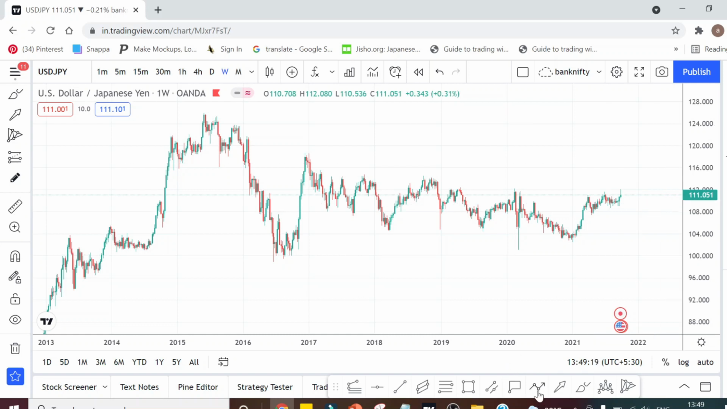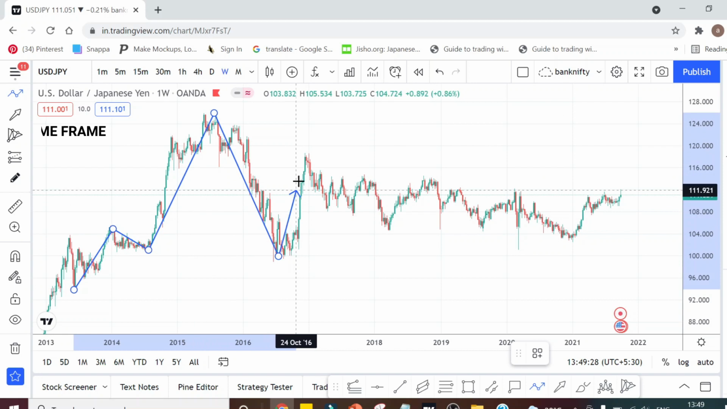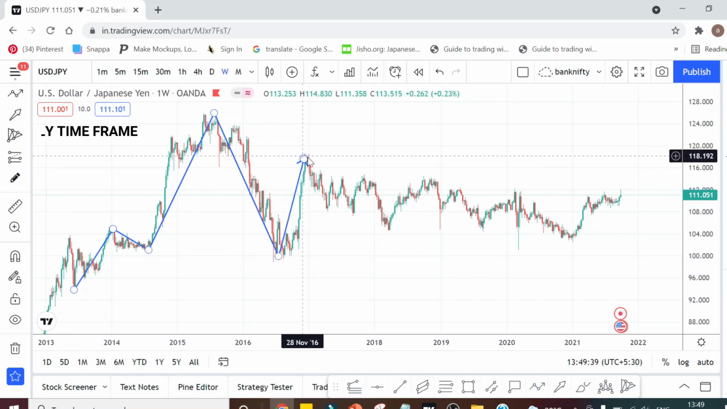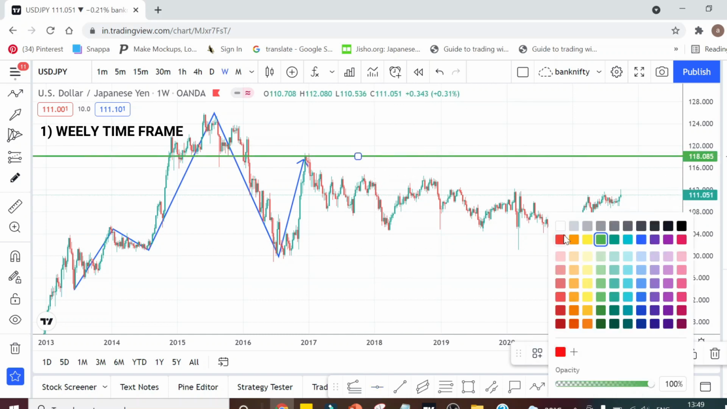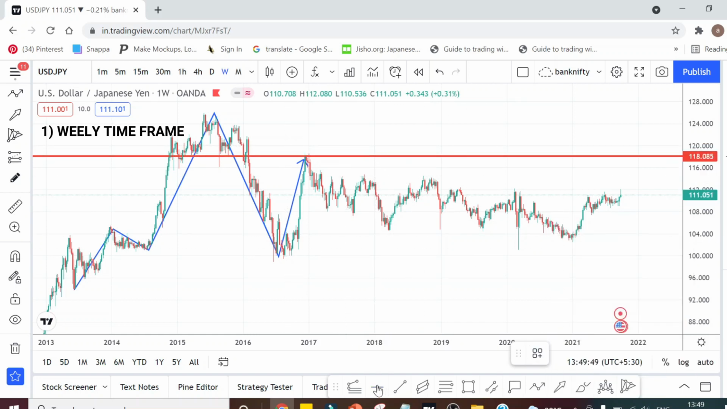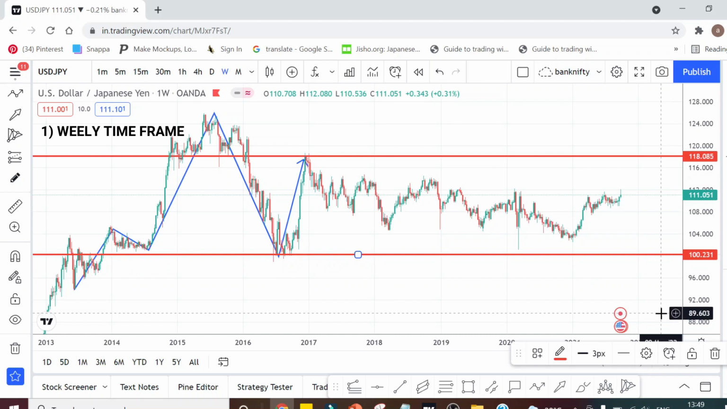When you see the weekly time frame, the overall trend is on the upside. It has gone up, retraced, then gone up, then retraced, then gone up. Approximately 50% it has retraced. Let me draw. So this is acting as a strong resistance now. On the lower side, the lowest it has tested was up to here. This is going to be 100. That is the lowest it has gone.